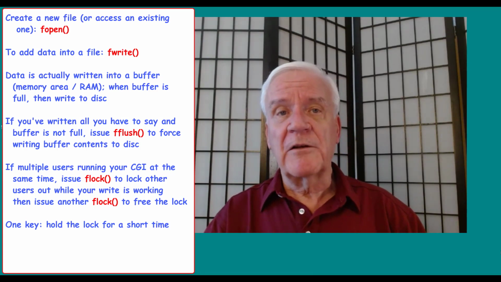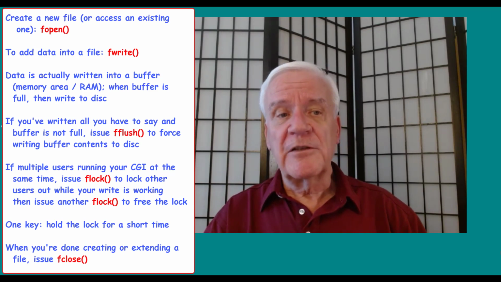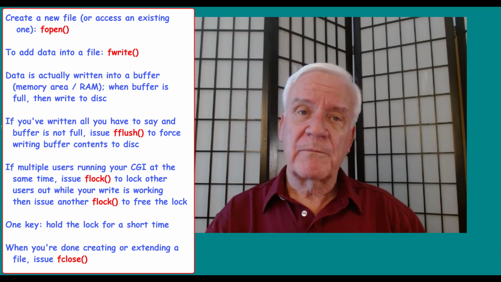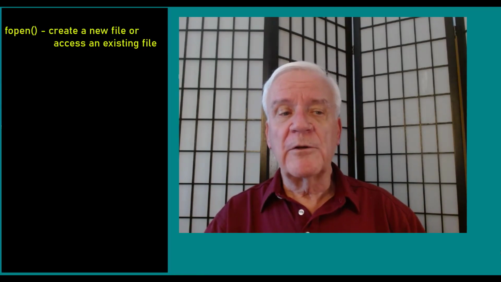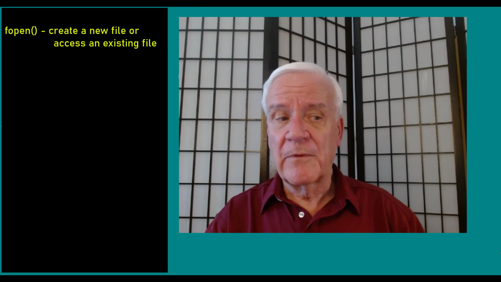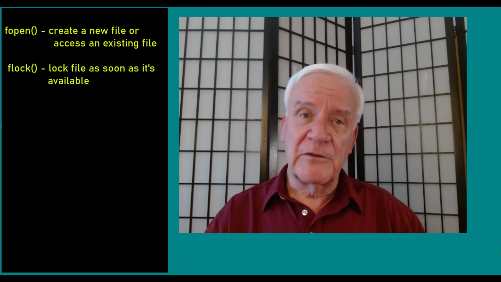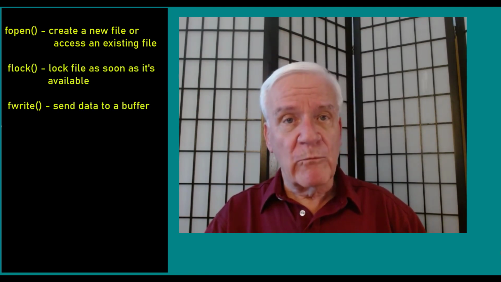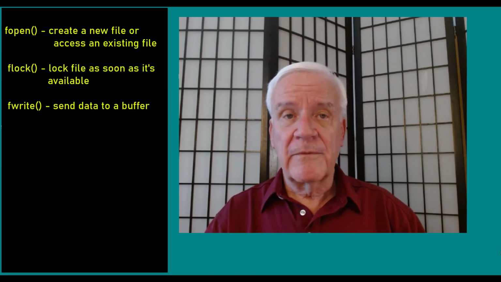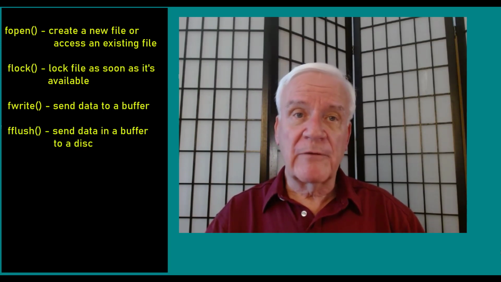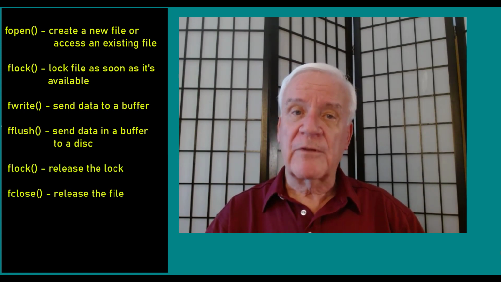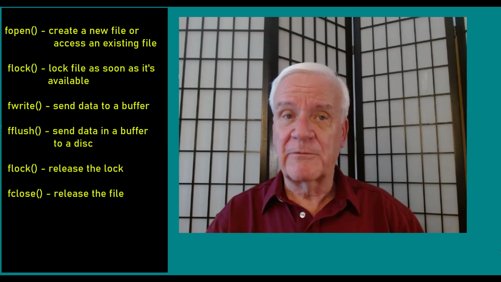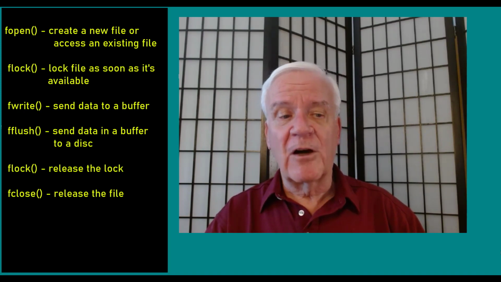When you're done creating or extending a file, you issue an fclose function. So the pattern is this. fopen will create a new file or access an existing one. flock will lock the file as soon as possible. fwrite will write the data to a buffer. fflush will flush out the buffer to the disk. flock then will release the lock, and fclose will close the file, release the file. So we'll look at creating log files using this technique.